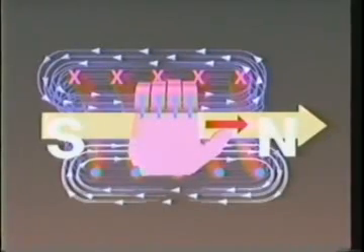If we compare the magnetic field of the coil with the field of a bar magnet, we can see that the shapes are nearly identical. Each has a north and south pole.